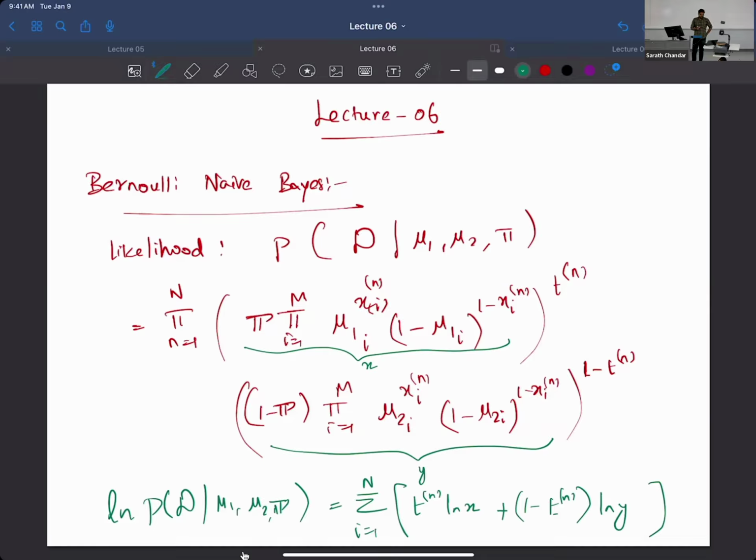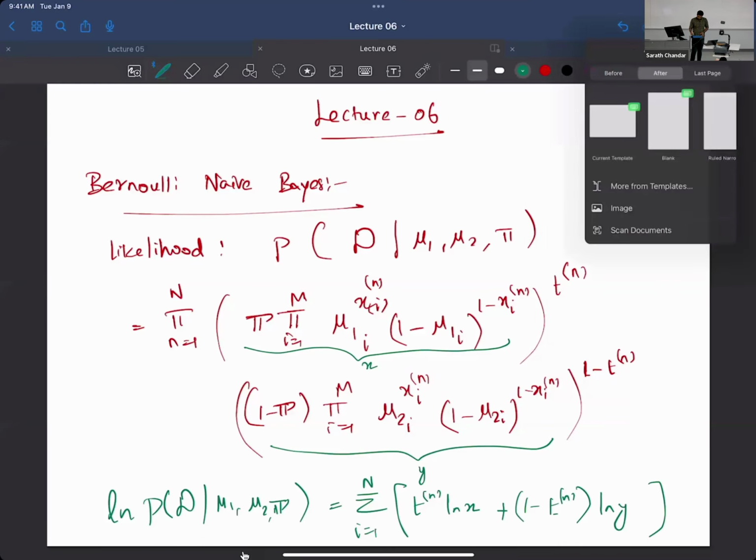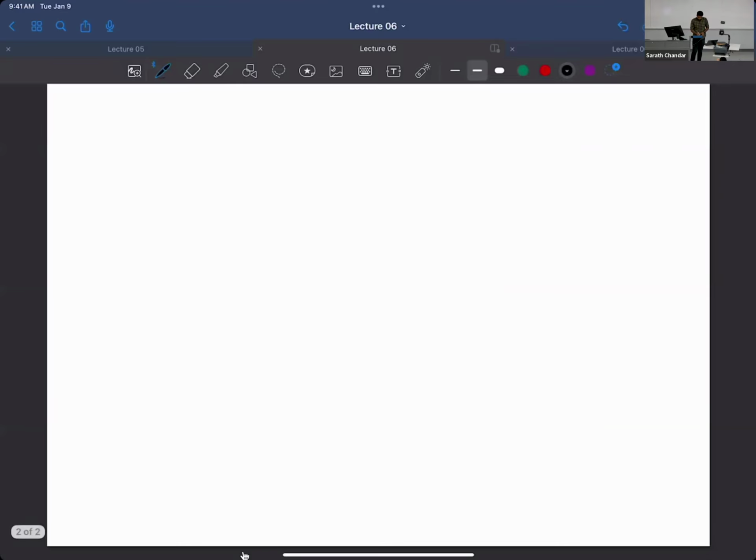Okay, so now let's try to find the parameters. First I'm going to start with the partial derivative of ln p of D divided by the partial derivative of mu 1i.